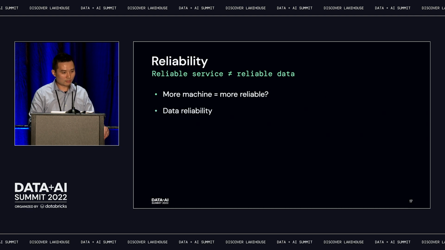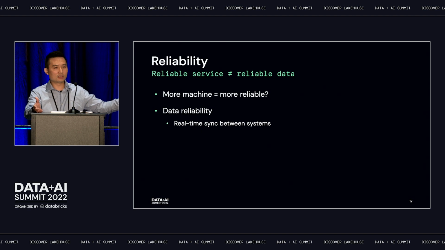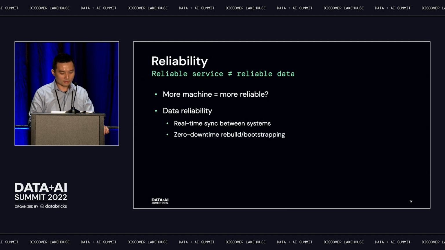However, data reliability is a different story. Like I mentioned before, as soon as you bring in another specialized data system to serve those use cases, how do you synchronize your main source of truth with all these specialized data systems? You want to make sure that they are synced in real time, and what if something breaks, how do you recover and backfill? Zero downtime rebuild and bootstrapping of these new systems is also a challenging aspect.